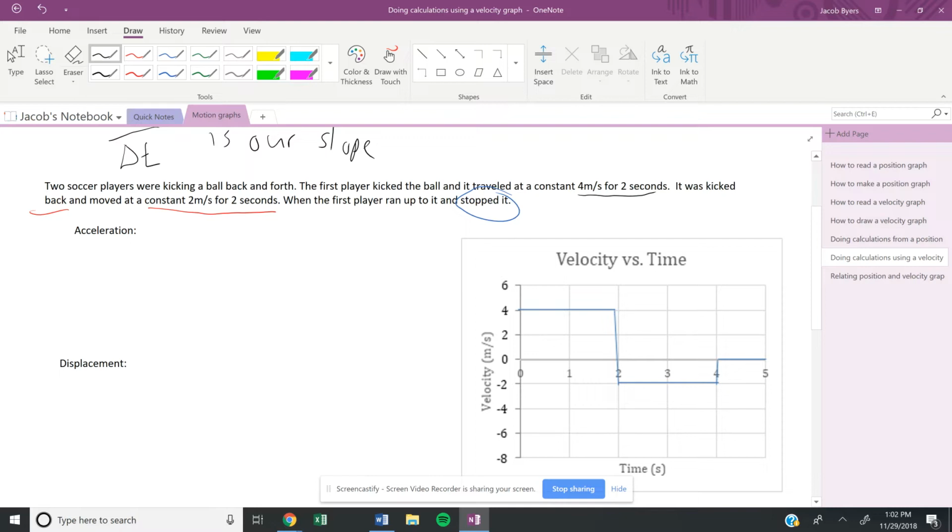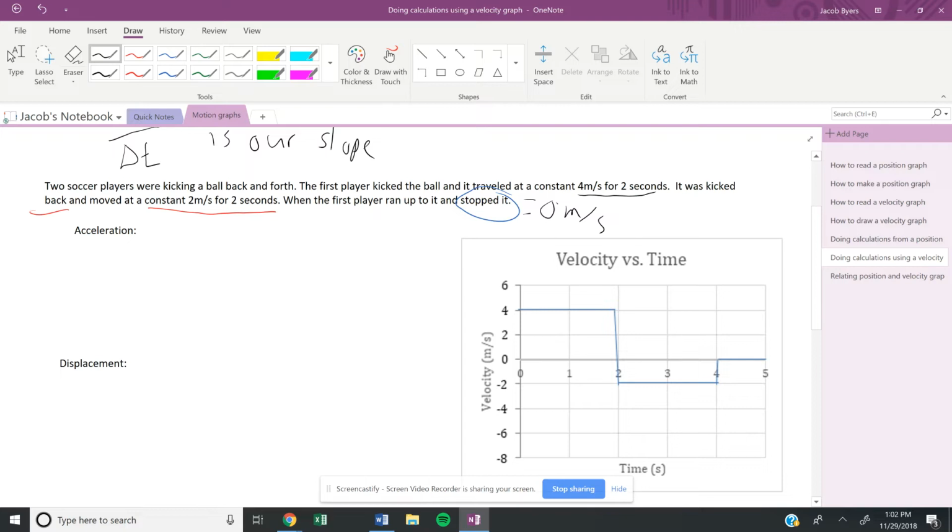It changes velocity very quickly. You cannot make this a straight line because you can only be traveling at one velocity at any given time. And so it's going to be slightly angled, but very steep, because if you've ever seen a ball get kicked, it does not take long for it to be going forward and then backward. And then it moves at a constant 2 meters per second for 2 seconds after that. So from 2 to 4, we're at negative 2, and when it's stopped, we are at 0 meters per second. And we can see it getting stopped there on the graph.